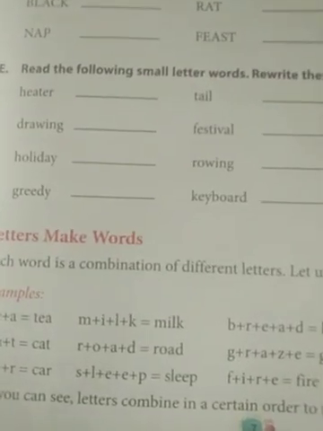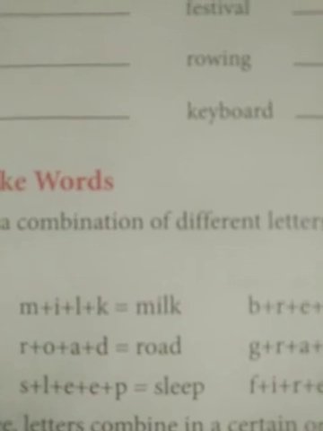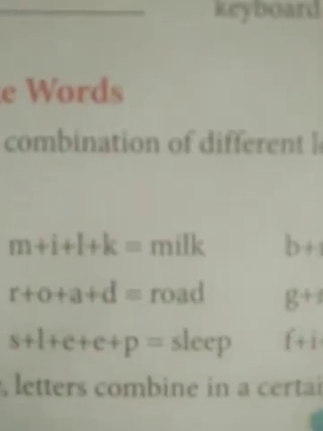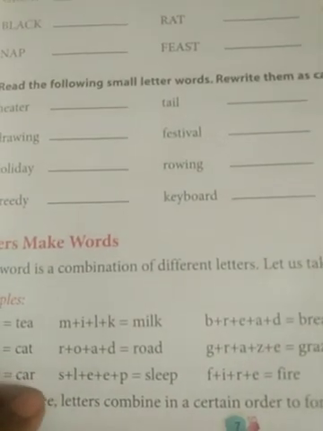Then we move to the words. I have already told you, letters come together, they form words. See this example, M-I-L-K. 4 letters have come together and they have formed the word milk. R-O-A-D, road. S-L-E-E-P, sleep. It means words are formed by combining the letters.